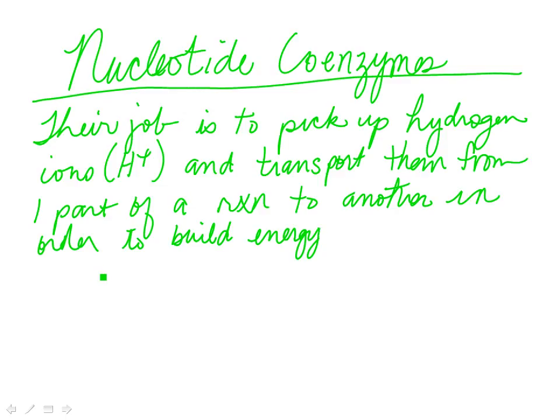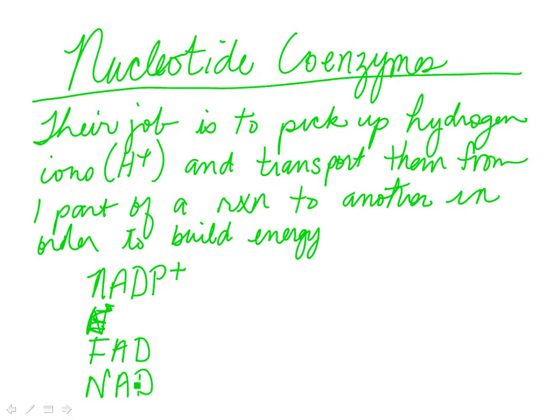Now, some examples of those that you'll see coming up in later chapters are NADP plus, you will also see FAD, and then you'll also see NAD. Okay, so those are the 3 coenzymes that you're going to see.